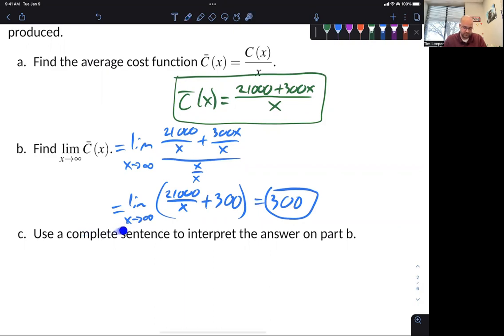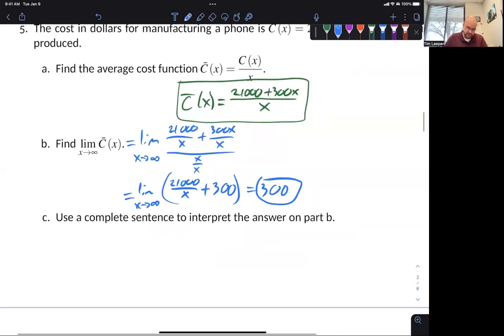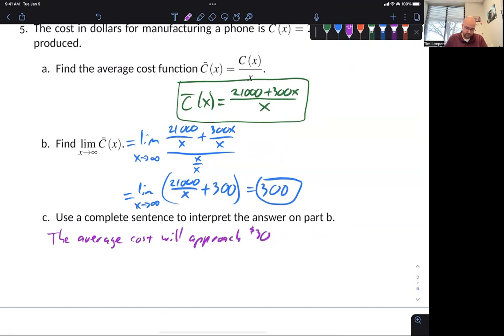Now, letter C says to use a complete sentence to interpret the answer on part B. Now, notice that C bar of x is the average cost. And so the limit as x goes to infinity is what's the average cost going to become as x gets really, really, really large. In other words, it's going to equal 300 for the average cost of the phone. So this is telling me the average cost will approach $300 as x becomes very large.